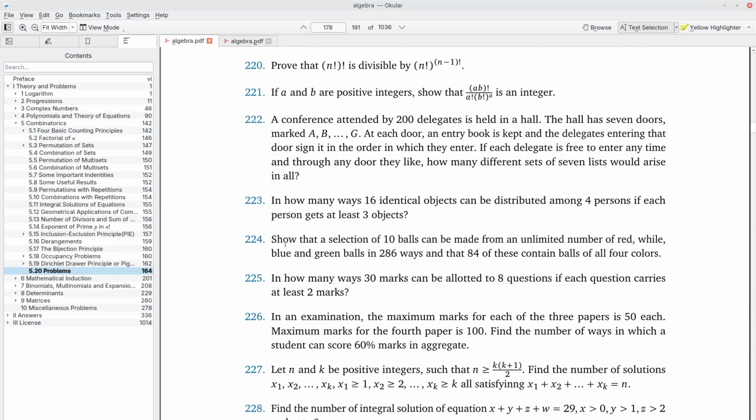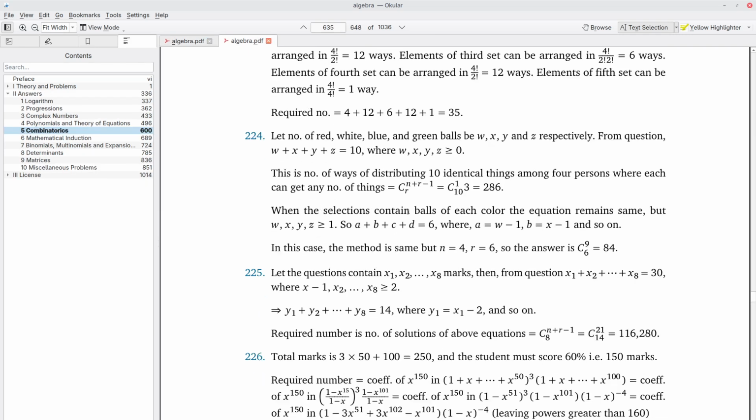Question 224 says, show that a selection of 10 balls can be made from an unlimited number of red, white, blue and green balls in 286 ways, and that 84 of these contain balls of 4 colors.